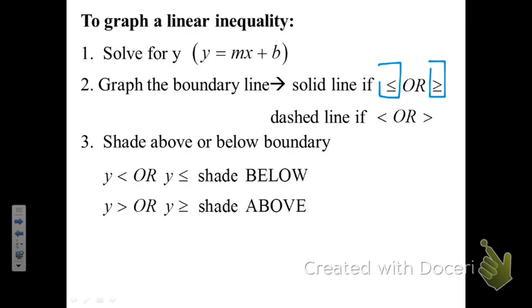The last thing you'll do is you will shade above or below the boundary line. If y is less than or equal to, you will shade below. If y is greater than or equal to, you will shade above. Sometimes that's really hard to determine what's below or above, and if it is hard to determine, a way to check is to pick a point and put it into your equation and see if your equation gives you a true answer or a true statement or not. And I'll show you how to do that in just a second.